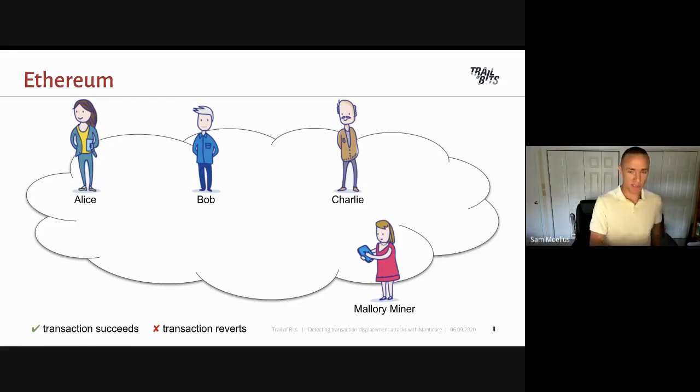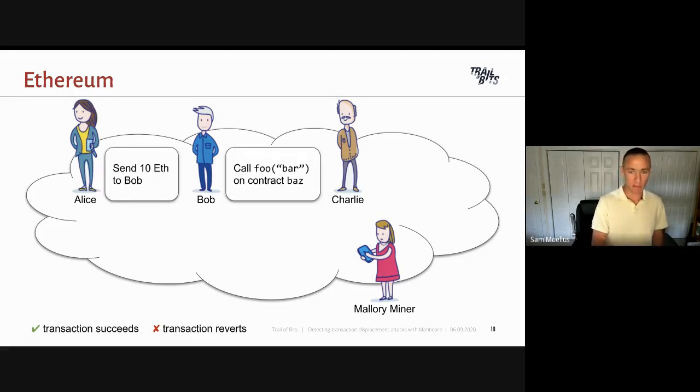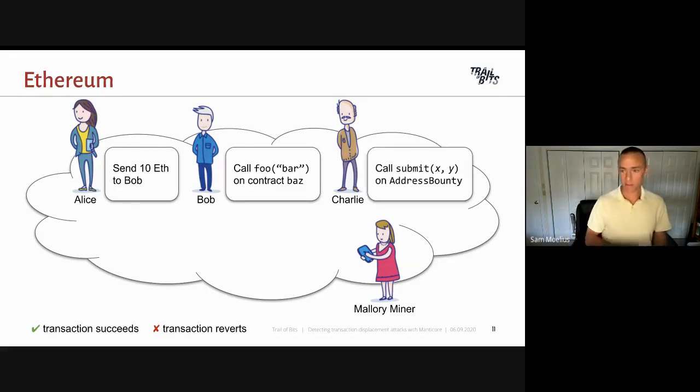So our participants, Alice, Bob, and Charlie, are going to broadcast transactions to the network. Alice might broadcast that she wants to send 10 ETH to Bob. Bob might broadcast that he wants to call function foo on contract Baz. And perhaps Charlie, through some means, has recovered the public key corresponding to the address that I'm interested in. So he wants to call submit on address bounty in order to obtain the corresponding reward.